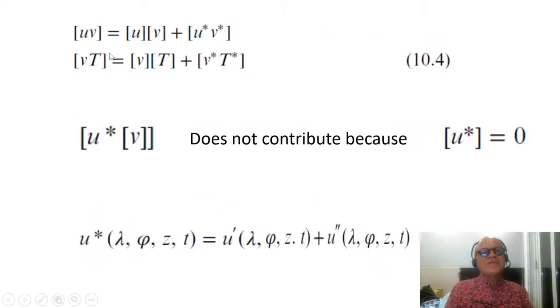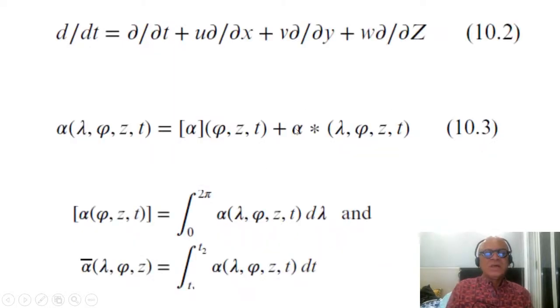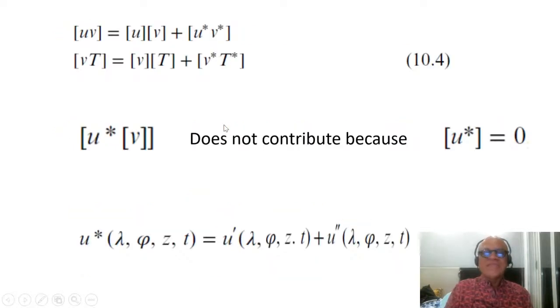That allows us to write quantities like uv, momentum terms, and temperature advection terms in terms of zonal averages and the eddy terms. Of course, here terms like u star times the zonal average v do not contribute because by definition the zonal means of these eddies are 0. If we go to this relation, the integral of this in the zonal direction would be 0 by definition, because it's the deviation from the zonal mean.